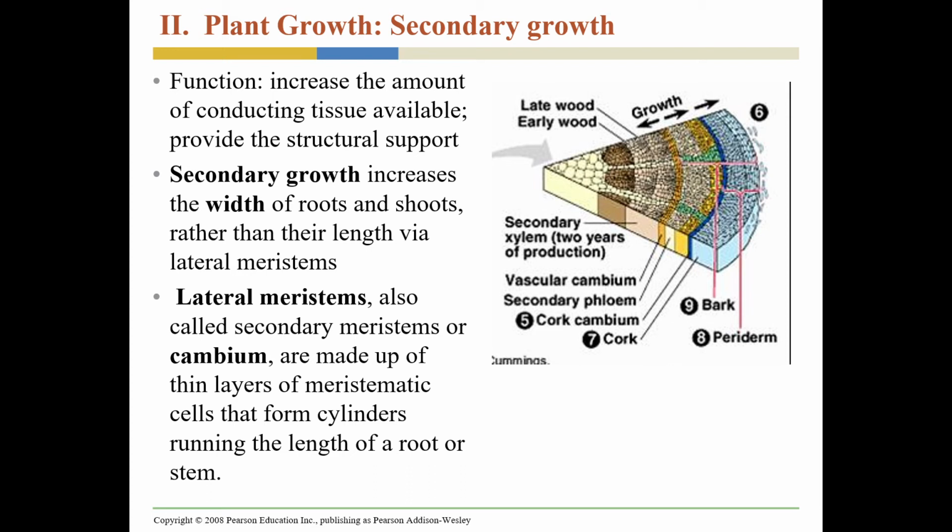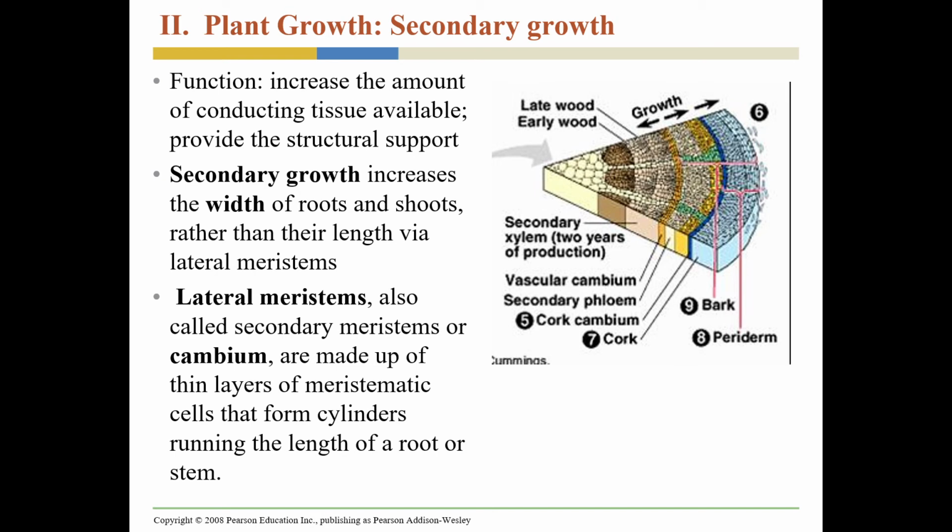Like, you see the rings of a tree. A tree not only grows tall, but it also grows in width. The tree keeps adding rings, getting fatter. So lateral meristems, also called secondary meristems or cambium, I know there are different terms for the same thing, are made up of thin layers of meristematic cells that form cylinders running the length of the root or the stem.